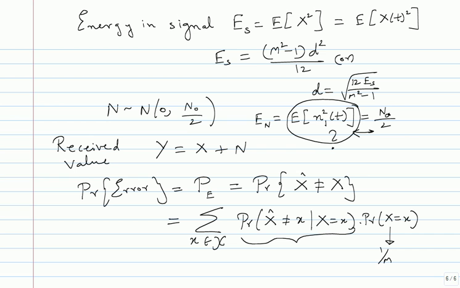That's how I'm breaking down my probability of error. Go back and look at the way I derived the optimal detector. For deriving the optimal detector, what did I do to the probability of error or probability of correct decision? I did something different from this.